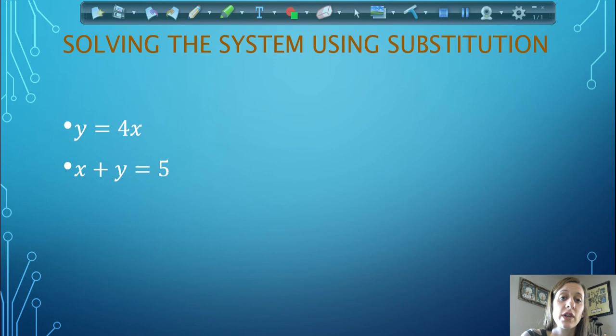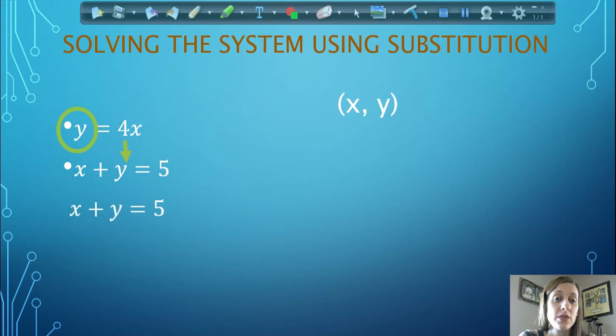So the second system we're going to solve, I've given you y equals 4x and x plus y equals 5. This time we do not know either the x or the y value, so we have to find both. So we know that y is equal to 4x, so where y is in the second equation, I'm going to substitute in the expression 4x. So here's the original equation, x plus y equals 5, and now I have x plus 4x equals 5.